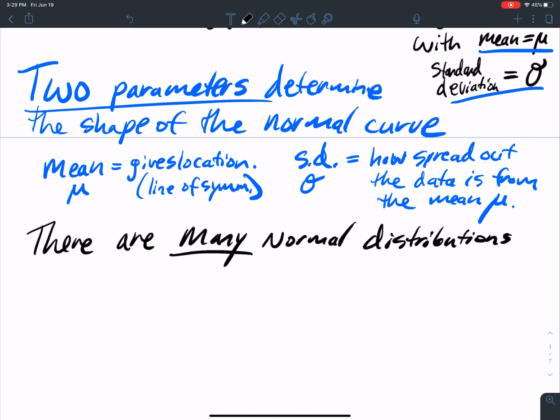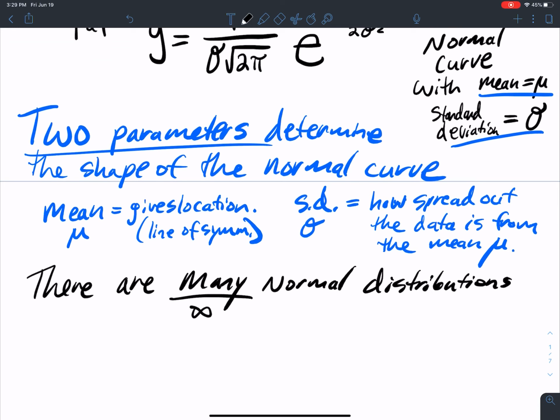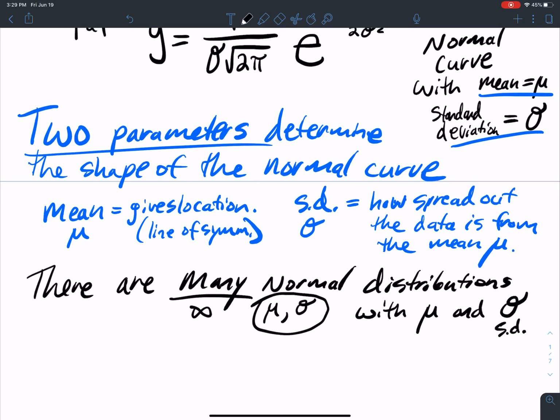In fact, many means infinitely many. Why? Because all we need to do to create a new normal distribution is come up with a new mean and a new standard deviation. And if we do that, then we got a new normal distribution. So with mean mu and standard deviation sigma.